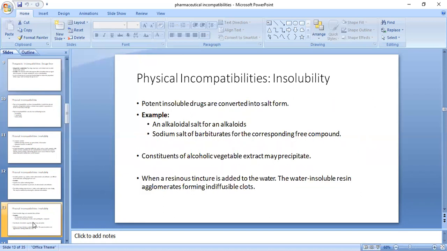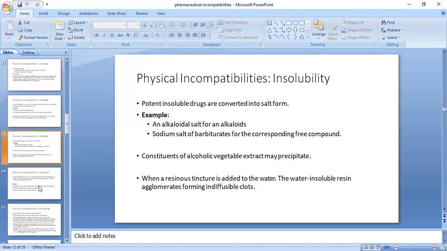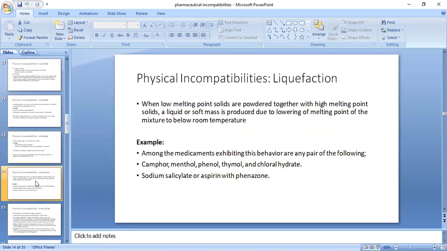Within insolubility, potent insoluble drugs are converted into salt form. Example, an alkaloidal salt for the alkaloids, sodium salt of barbiturates for the corresponding free compound. Constituents of alcoholic vegetable extract may precipitate. When a resinous tincture is added to water, the insoluble resin agglomerates, forming indivisible clots. These points are in insolubility.